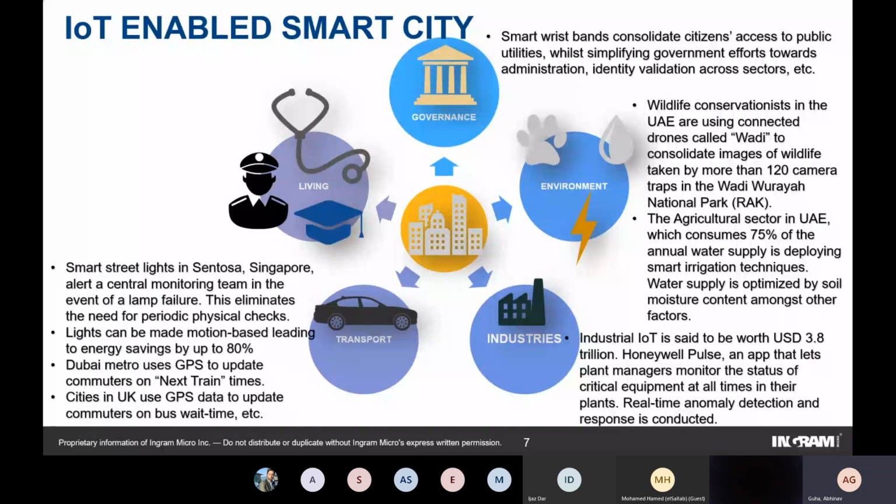When it comes to transportation and citywide, let's say, smart initiatives, there's a lot of automation in regards to smart lights, motion detection to save energy, GPS systems being integrated into the metros, as well as the bus systems. We have this in Dubai as part of the metro initiative, and we have this in UK as part of their bus commute systems and such.